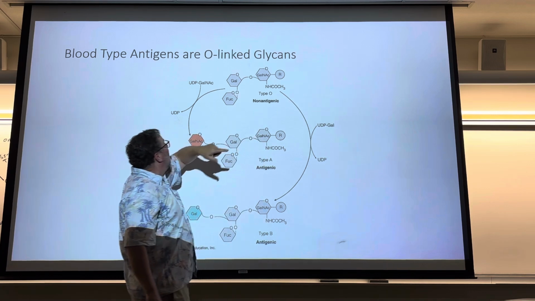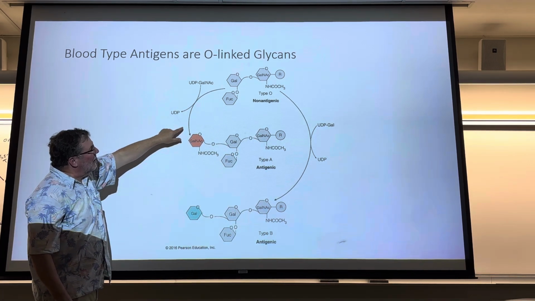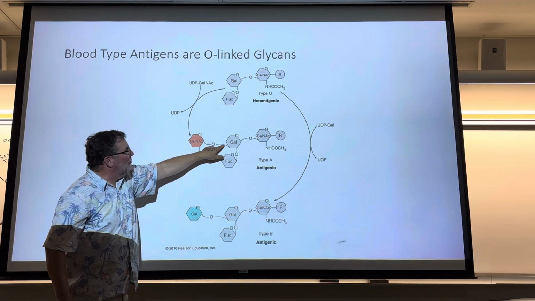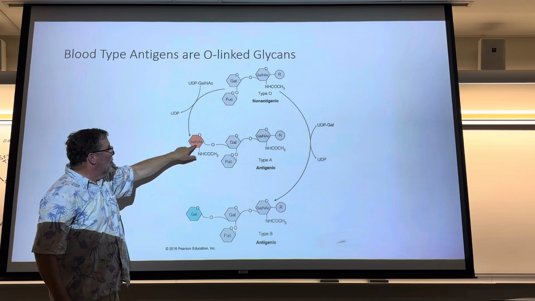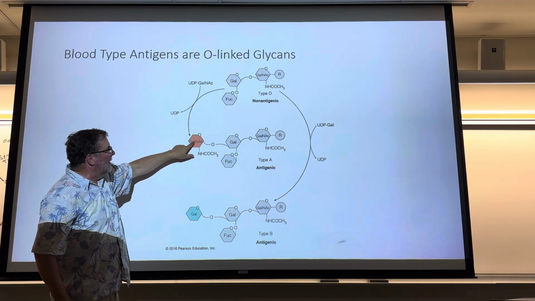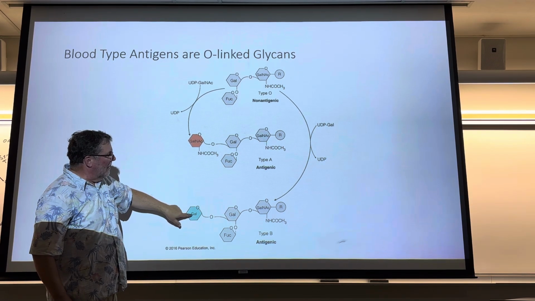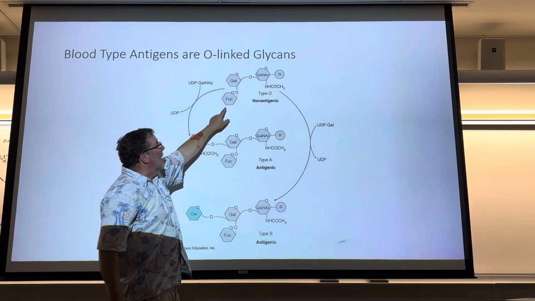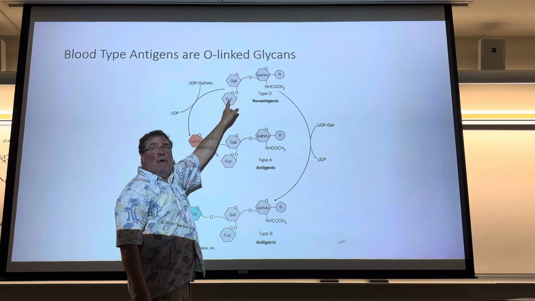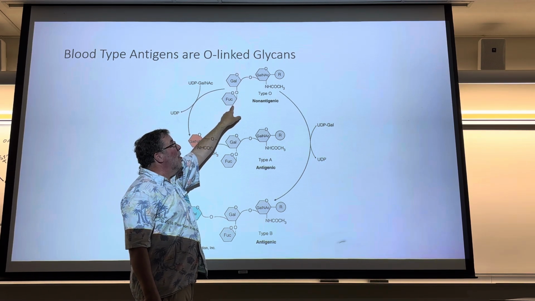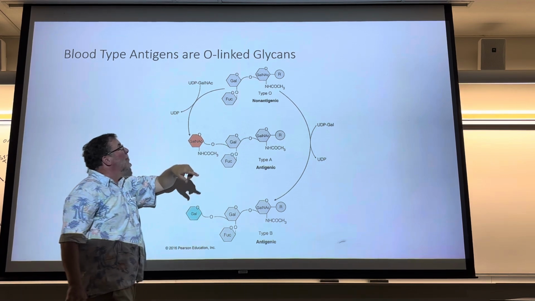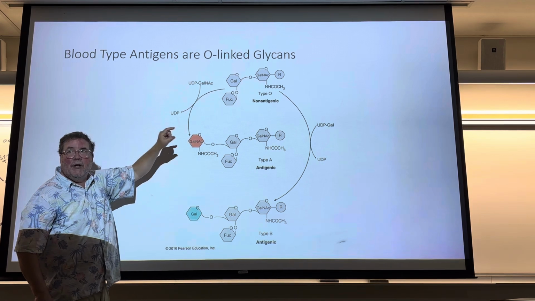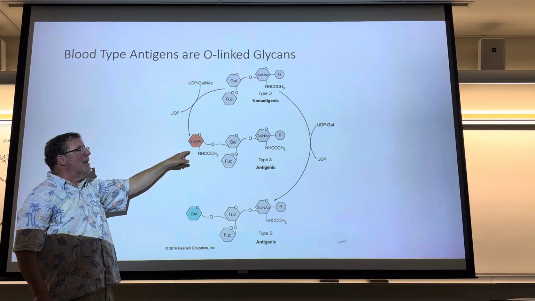Now some people will add another sugar at this position here, N-acetylgalactose. Other people will add galactose. So we have different populations of people. Some people don't add any extra sugars; those people have type O blood. Other people add this N-acetylgalactose onto that core unit, and they have type A blood.